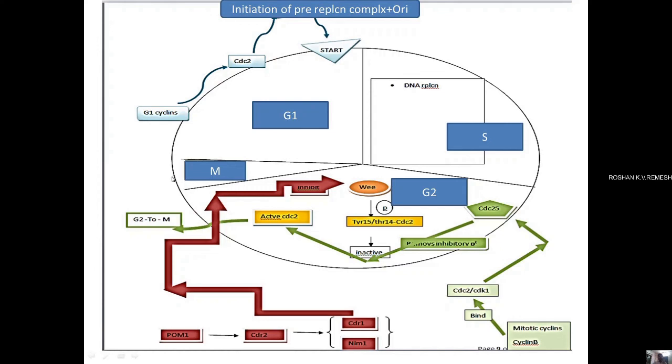And there is one more checkpoint that can be seen in the middle of the M phase, which we will discuss later during the metaphase of the cell cycle. So here we have discussed all three checkpoints: one at the end of G1, the second at G2, and the third one in the middle of the M phase, which we will discuss later.